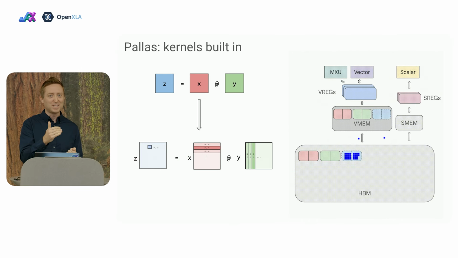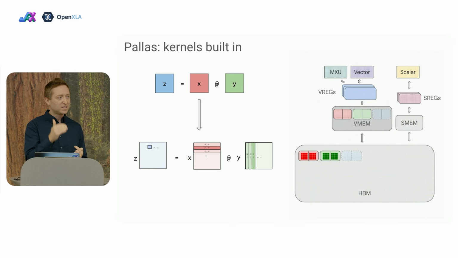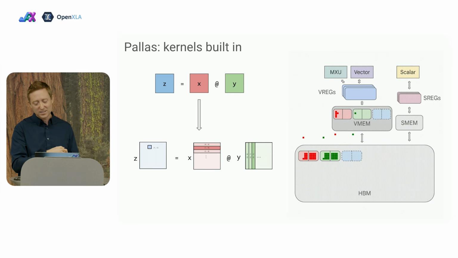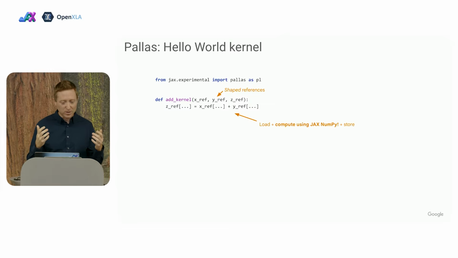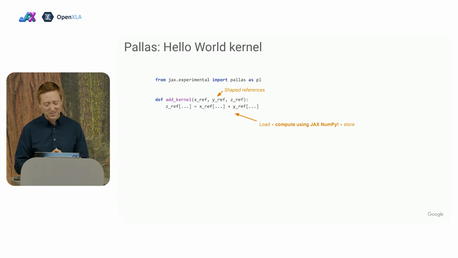So what if you want to be explicit about where data lives in different memory spaces and how those transfers are happening? You want a kernel language, and JAX has this phenomenal kernel language built in. We call it Pallas. Let me give you a whirlwind tour because it's easy enough that you can see how to use it in just a few slides.